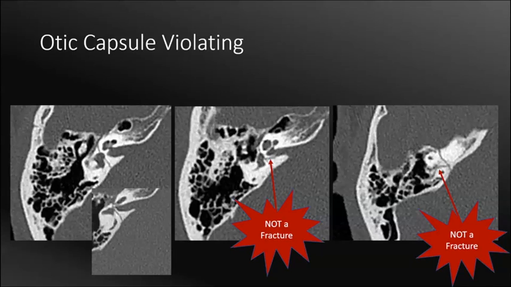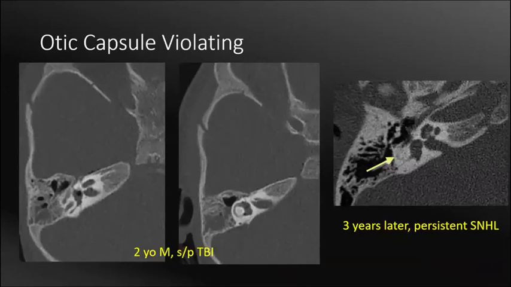And so it's useful to familiarize oneself with the canals and fissures of the temporal bone so as not to mistake a normal structure for a fracture. And when in doubt, use symmetry to help you. Here's an example of an otic capsule violating fracture.